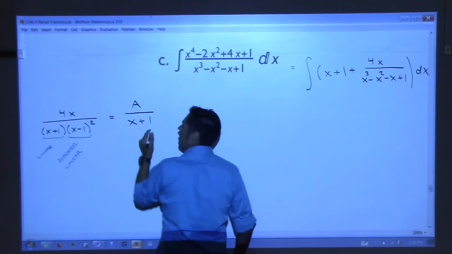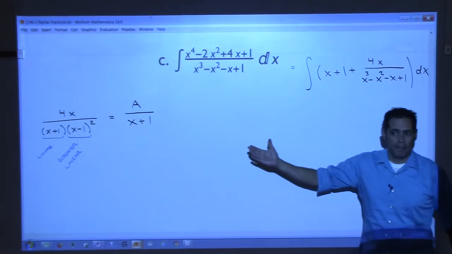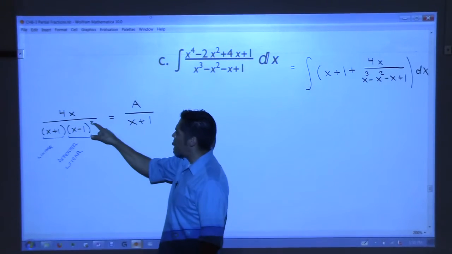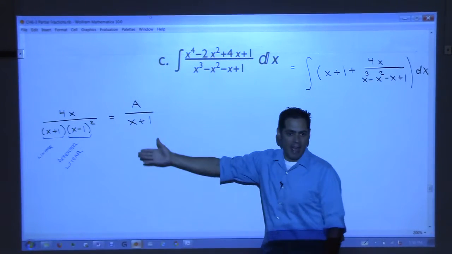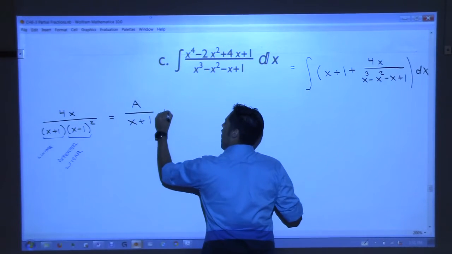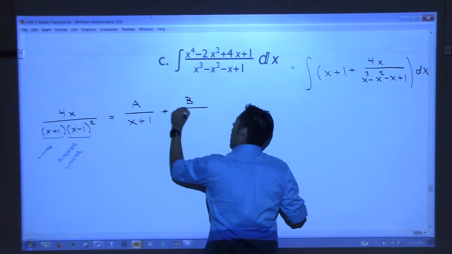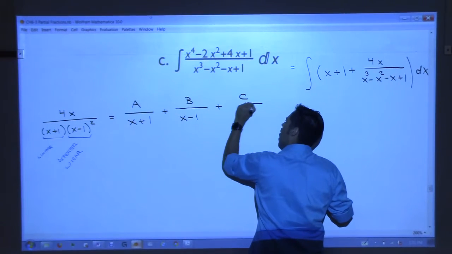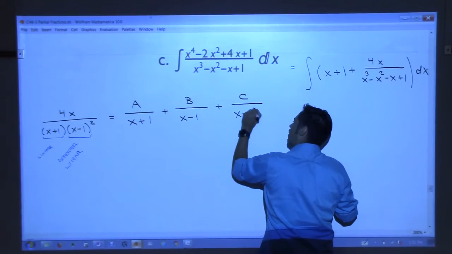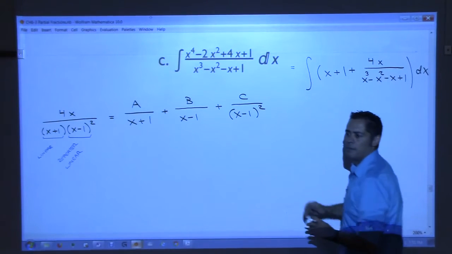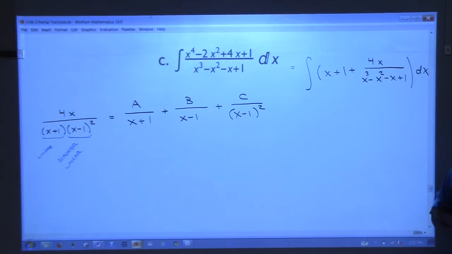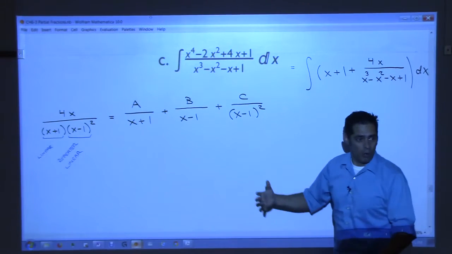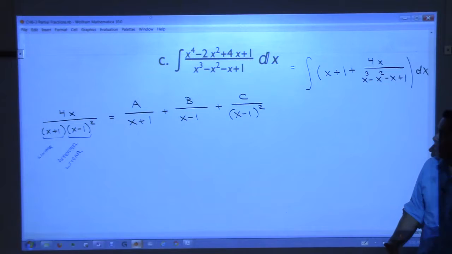So there's nothing different in that factor, right? It's this second factor. Because it's squared, we don't just do b over that. Here's what we do. We do b over that other linear factor, and then c over that linear factor squared. And you might ask why, and my answer will be because this is what works. This is what will get us there.